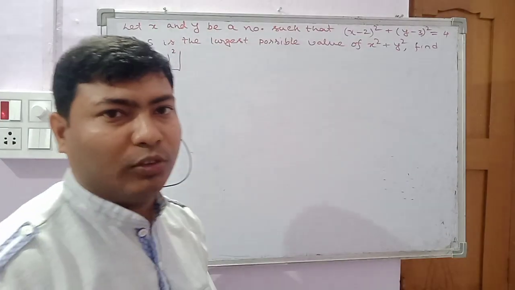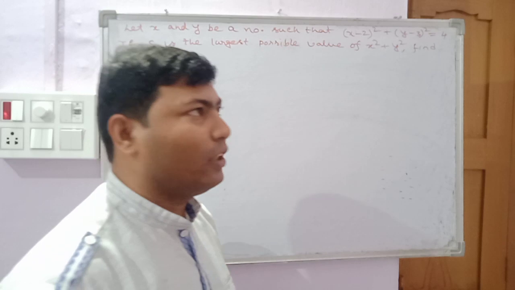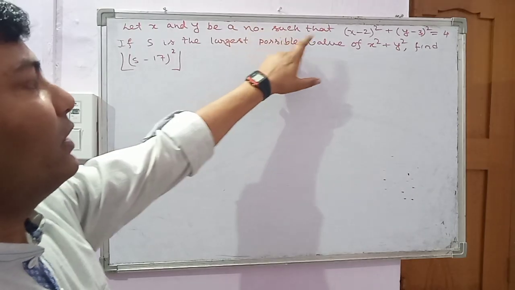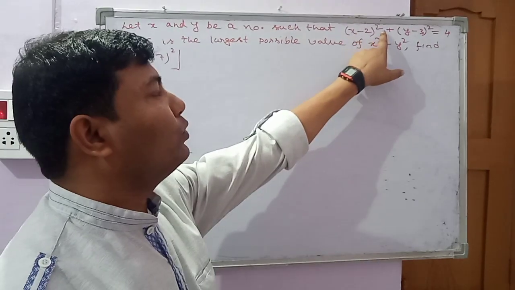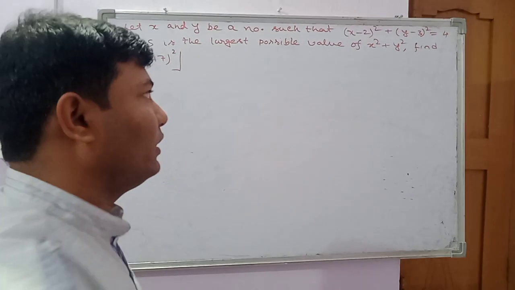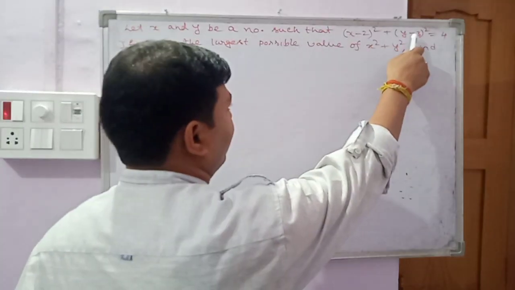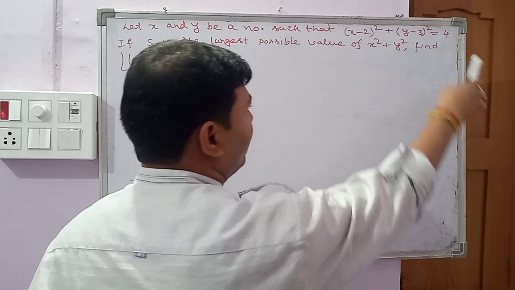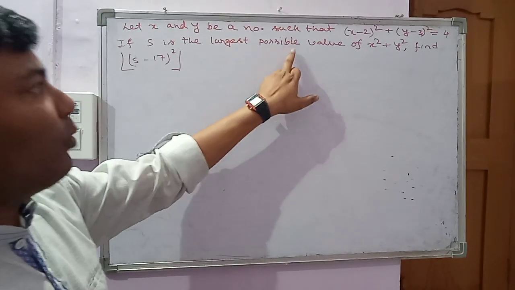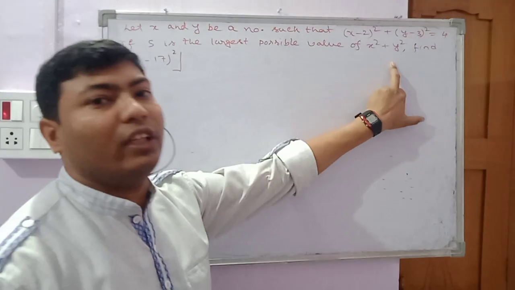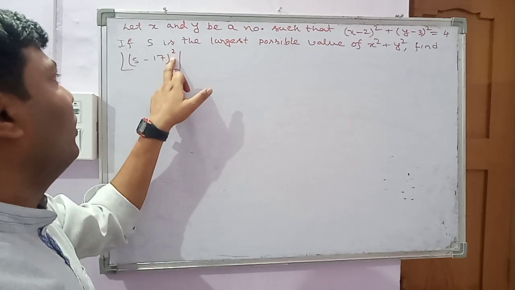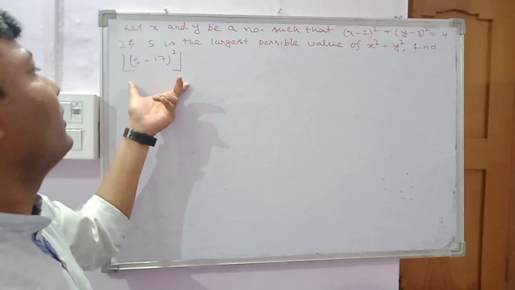We are going to discuss the problem. So what is the question given here? Given x and y are numbers such that (x minus 2) whole squared plus (y minus 3) whole squared equals 4. And s is the largest possible value of x squared plus y squared. Find the floor function of (s minus 7) raised to the power 2.